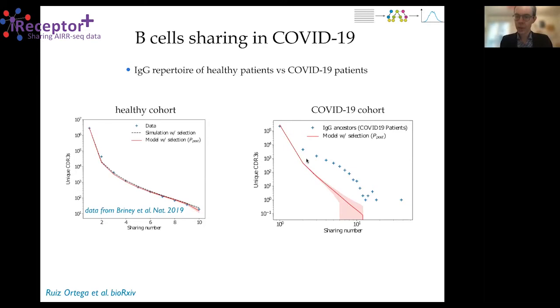And that's not really surprising. That's what we expect if you expect convergent selection of antibodies that target the same antigenic targets, the same antigens in SARS-CoV-2. So that's our hypothesis, that this oversharing is a signature of this convergent selection. But then what this also implies is that we can use this to detect and find the sequences of antibodies that are specific to COVID, or that are associated with COVID-19.